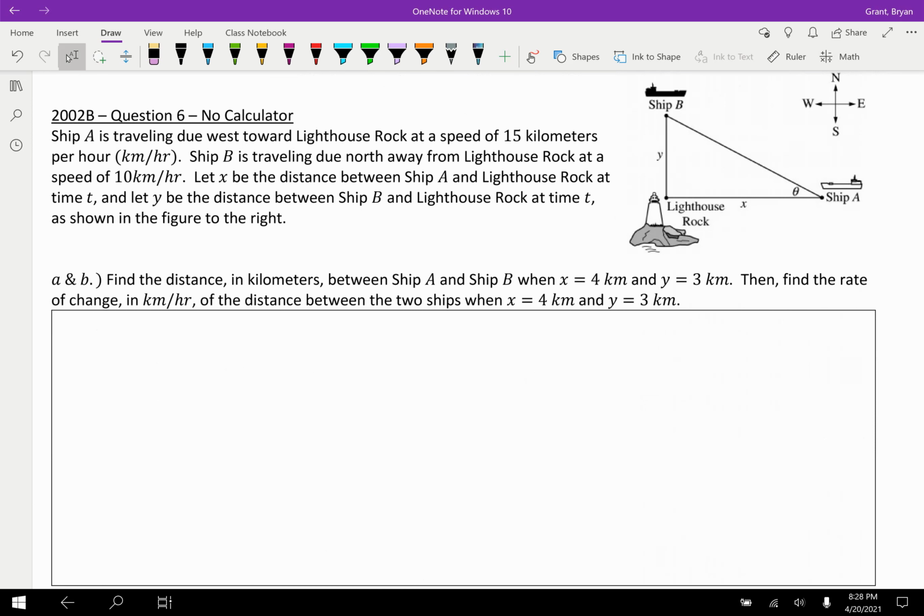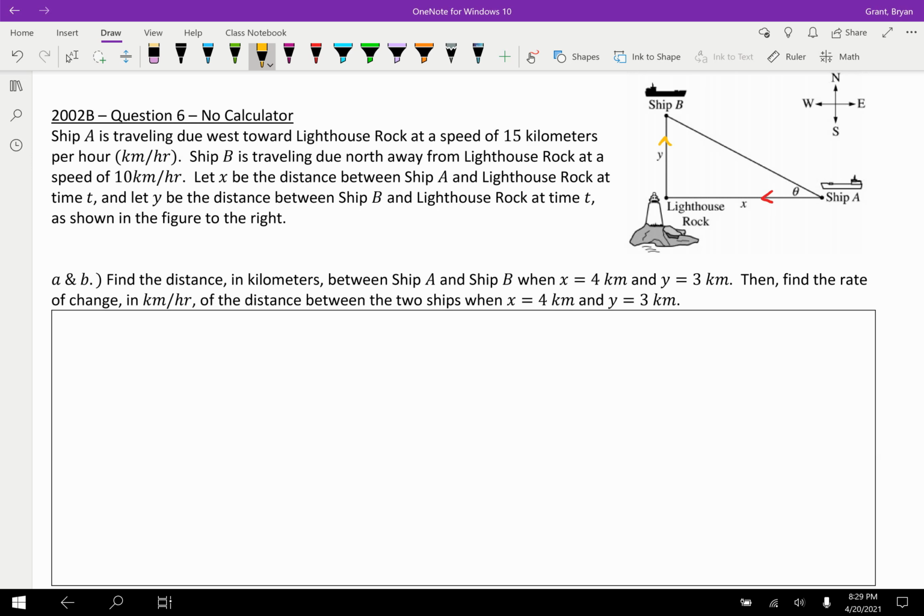Ship A is traveling due west. If you have a picture, it's always a good idea to indicate direction. So ship A is traveling west towards Lighthouse Rock, so we're going this way. And then we'll switch colors. It looks like ship B is traveling north, away from Lighthouse Rock. Okay, let x be the distance, and so on. Y is the distance there. It's already labeled, very nice of them. Here we go, A and B.